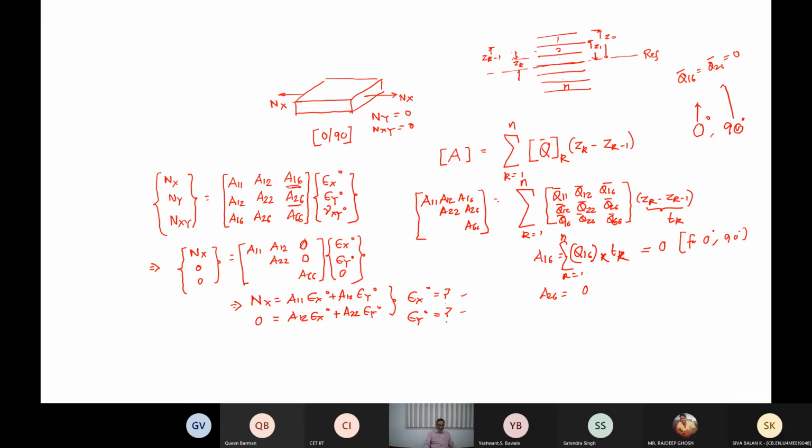But here it is understood. Straight away we can say that because it consists only of 0 and 90, both are special orthotropic lamina for which we know that Q16 bar, Q26 bar are actually absent. That means 0. Therefore, A16, A26 are 0. Any other question?